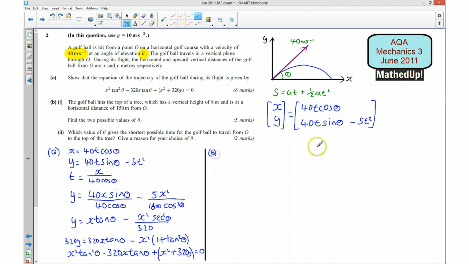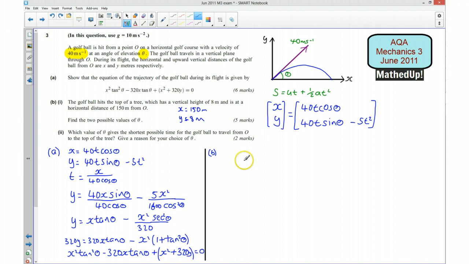Okay, for part B, the golf ball hits the top of a tree which has a vertical height of 8 meters and is at a horizontal distance of 150 meters from O. So what they're saying is that the horizontal distance, or x, is going to be equal to 150 meters, and the vertical height, or y, is going to be equal to 8 meters.